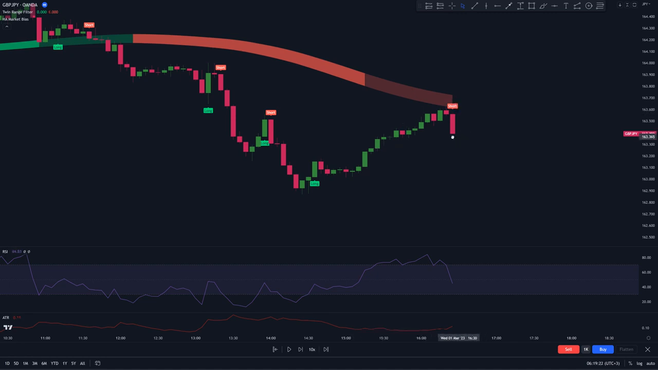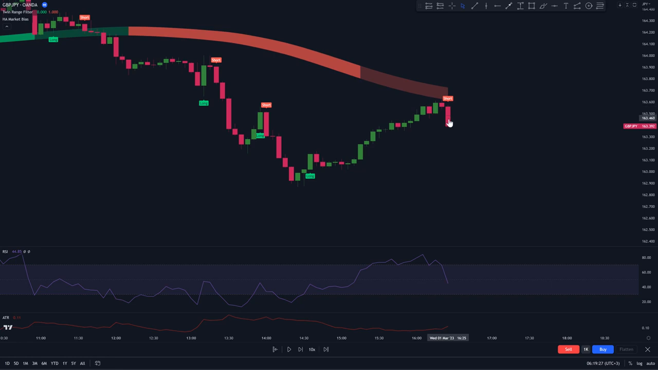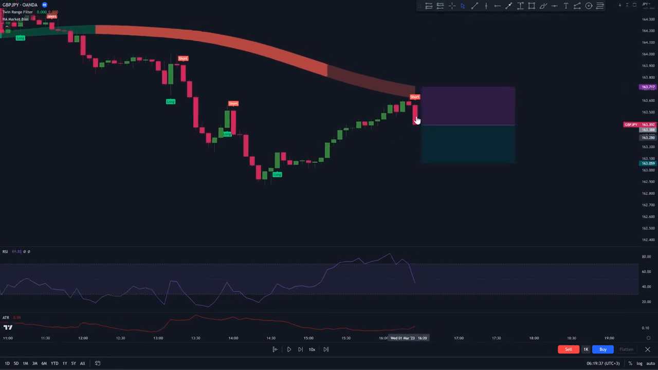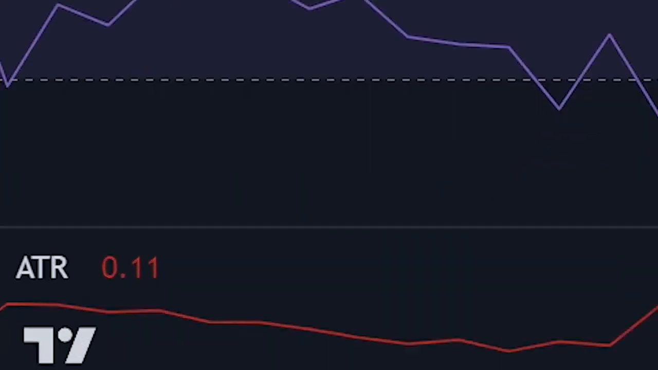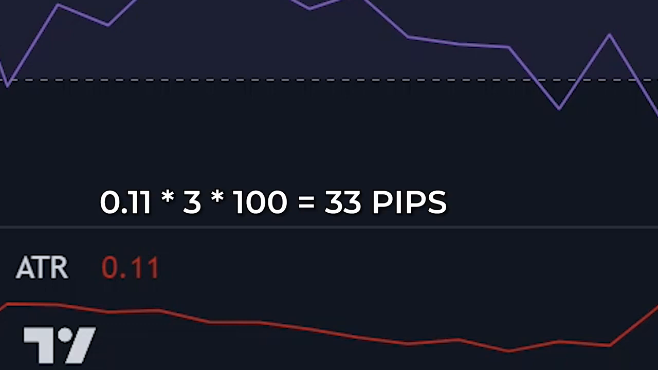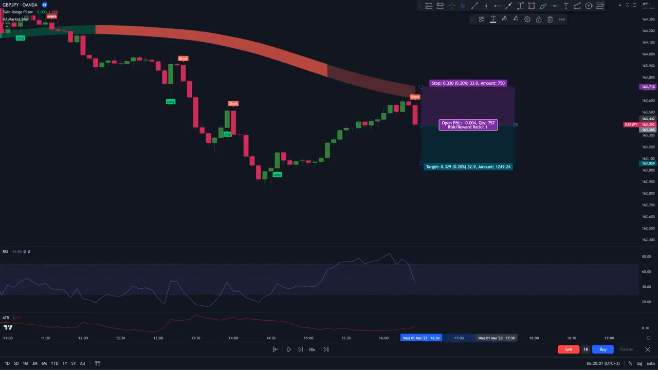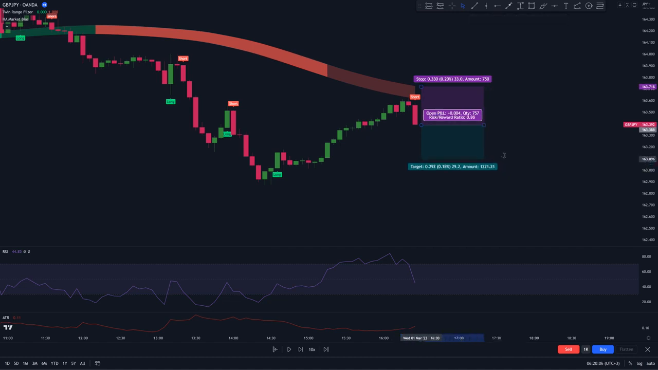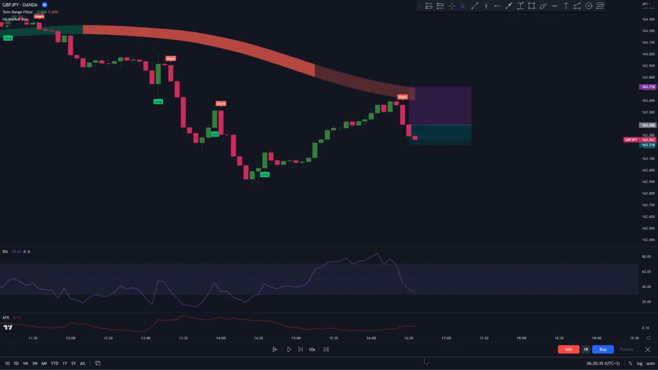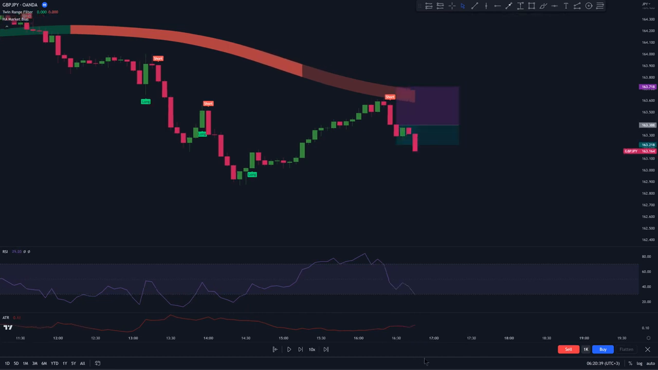All our entry conditions are met on this candle, so we're going to enter a short trade. The stop loss is going to be set at 3 times the ATR value of the entry candle. Again, this is the ATR value, and this is the calculation to get the pips. For the take profit, we're going to set it at 0.5 times the risk. We let the trade run, and it hits take profit.